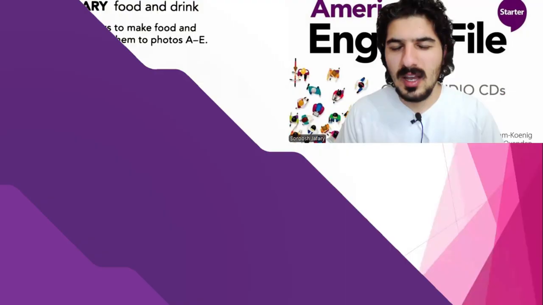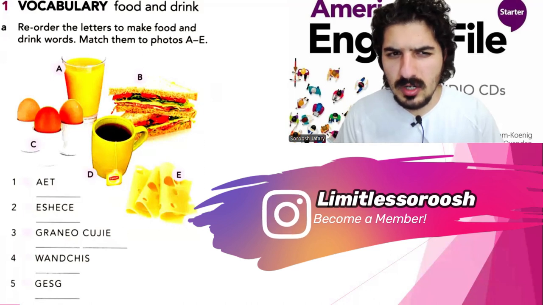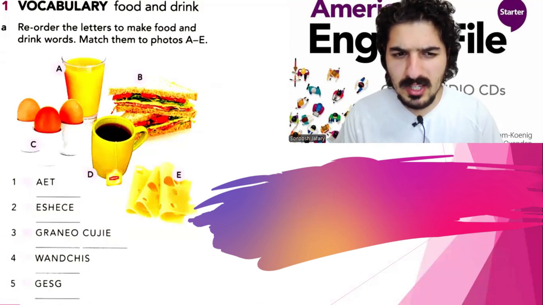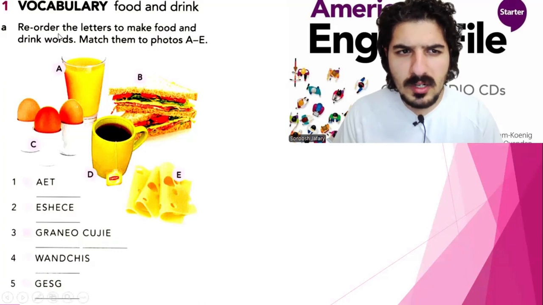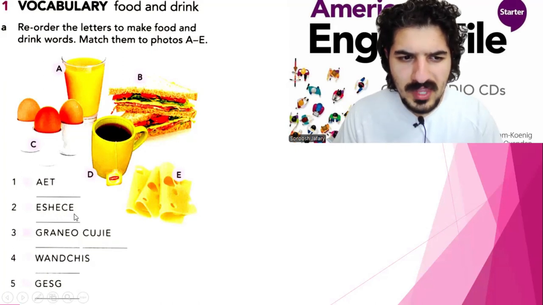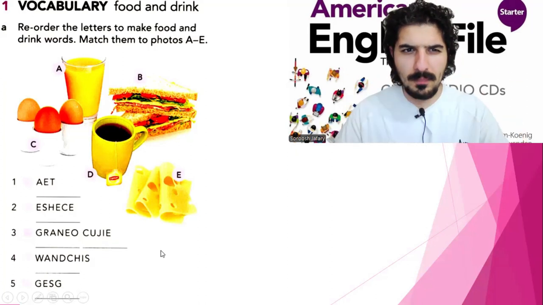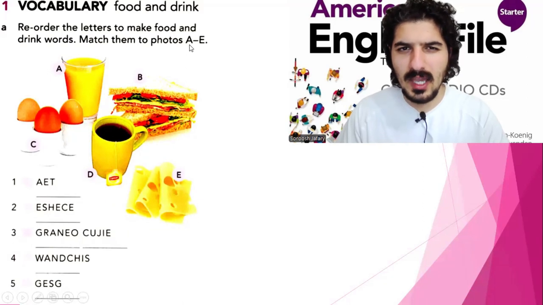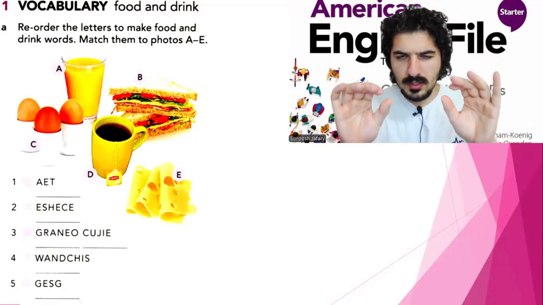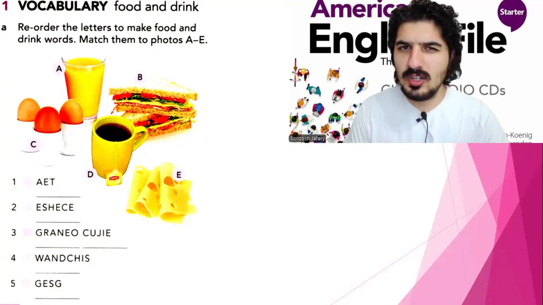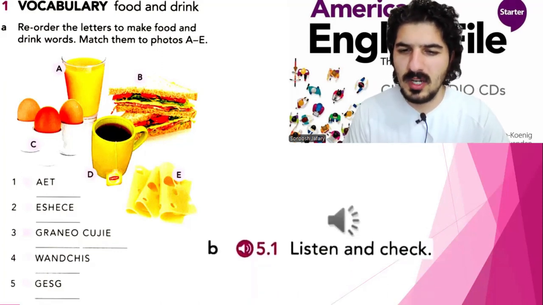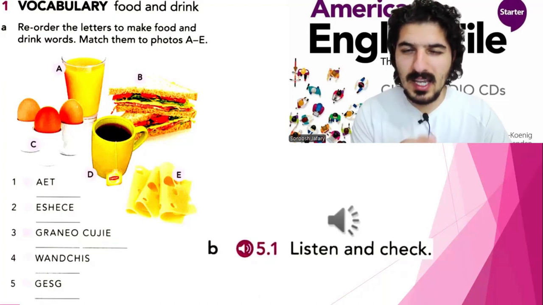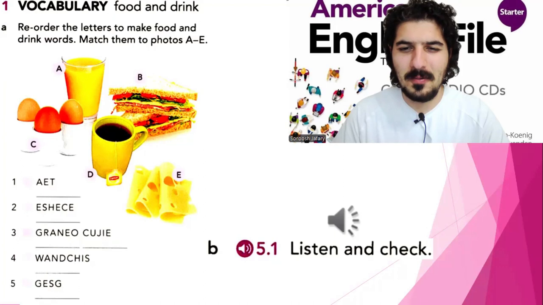Let's get to it. Everybody, look at the pictures A, B, C, D, E. Reorder the letters to make food and drink words, okay? So make food and drink words with these letters. Order them. Very good. And match them to the photos A to E. So make the words and match them. Take your time. Do it. Very good. If you're ready, let's check together. Shall we?